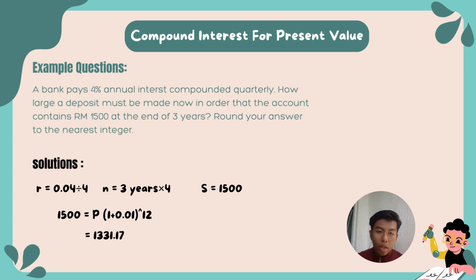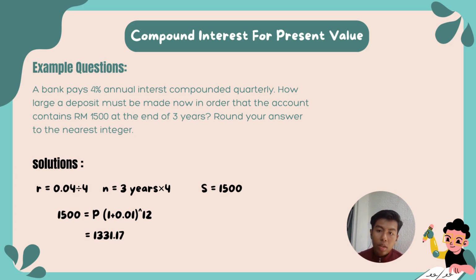For the example question that we can see, a bank pays 4% annual interest compounded quarterly. How large a deposit must be made now in order that the account contains RM 1500 at the end of 3 years? Round your answer to the nearest integer. And the solution that we can see.